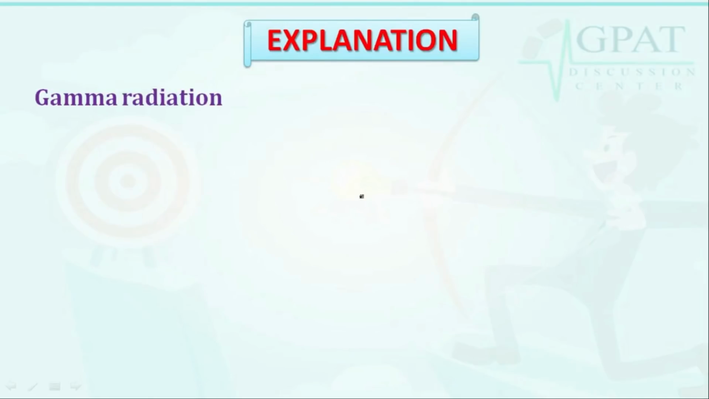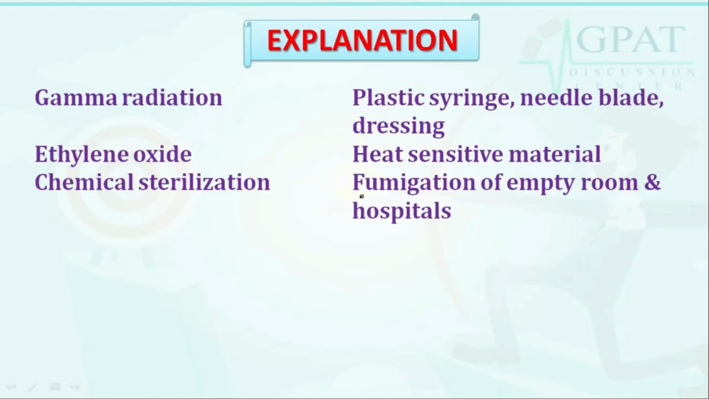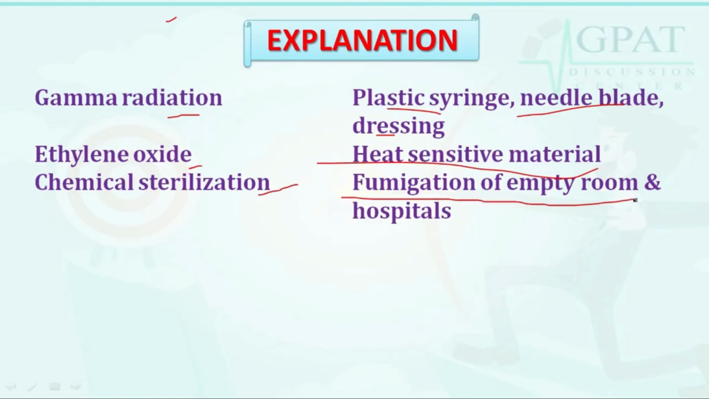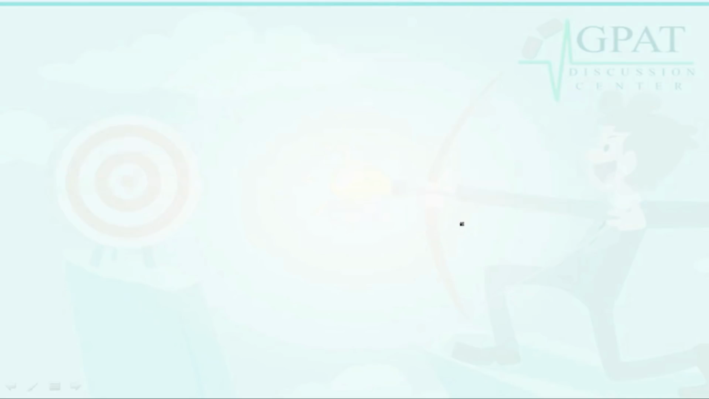Let's discuss with the help of explanation. So here we have just a simple question that for gamma radiation there is a plastic syringe, needle, blade and dressings, and for ethylene oxide, heat sensitive materials are used. For chemical sterilization, fumigation of empty rooms and hospitals can be done with the help of chemical sterilization. So it's all about this question. Moving on to the next question.